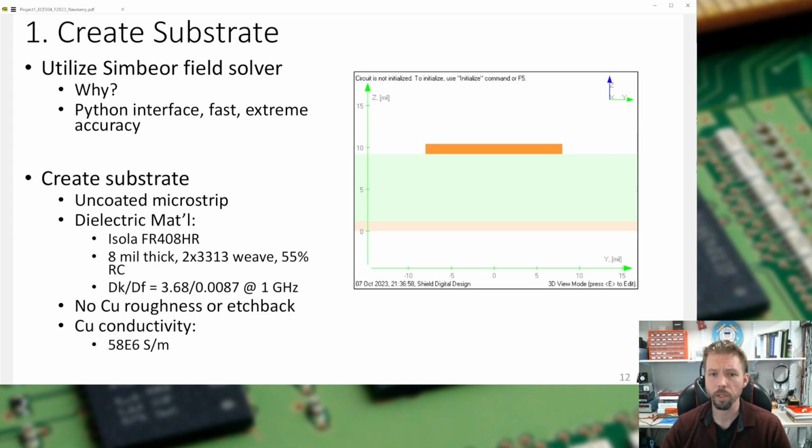So the first thing we're going to do, we're going to create the substrate. Now, I used a field solver called Symbior. This is a commercial tool used in industry, and there's a reason I chose it. First of all, it's very, very fast in terms of its 2D field solving capabilities.